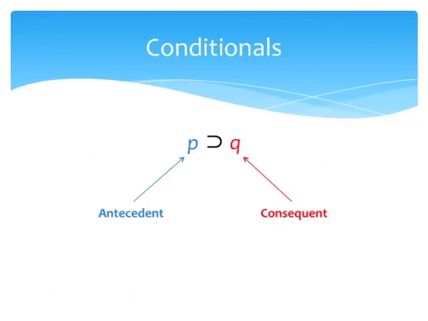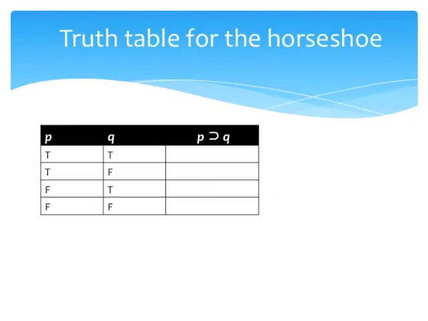A conditional sentence has two parts. Whatever is to the left of the horseshoe is called the antecedent, whereas what is after the horseshoe is the consequent. Like all propositional logic connectives, the horseshoe is completely defined by its truth table. Let's start with the first row, in which both P and Q are true. Which value should if P then Q have at that row?